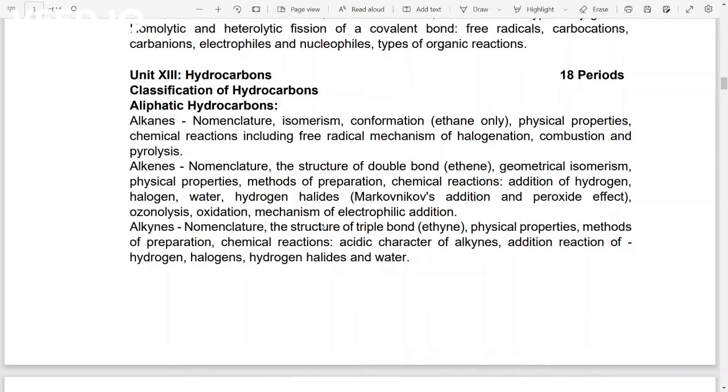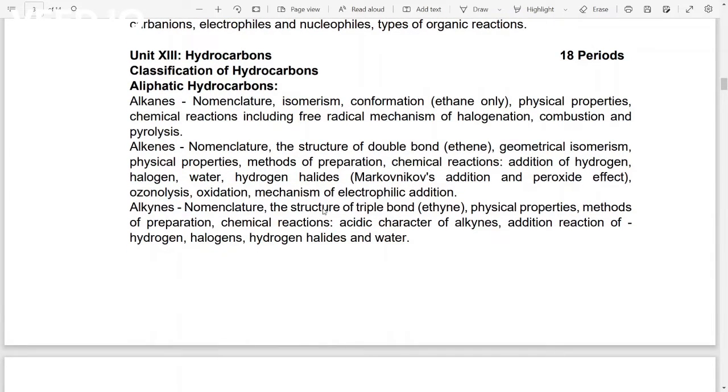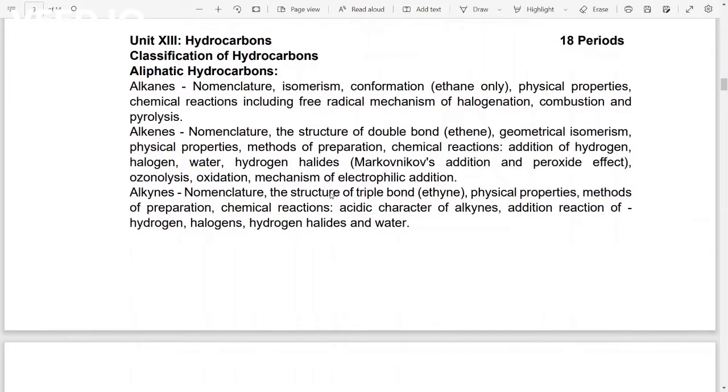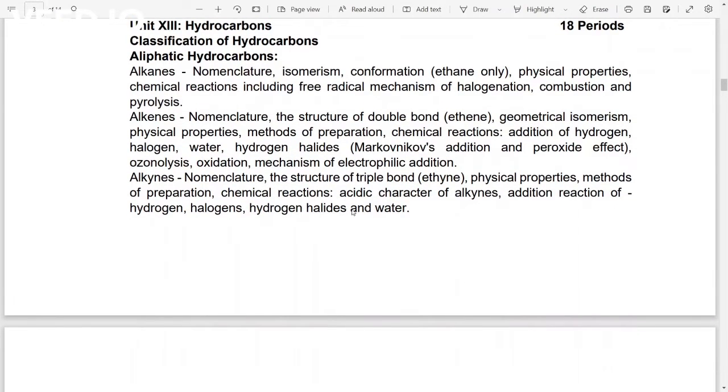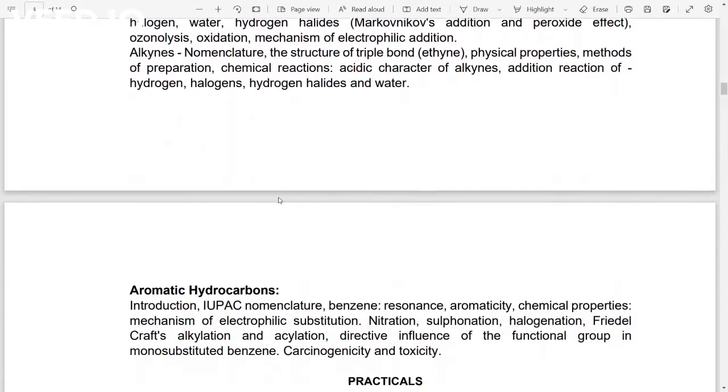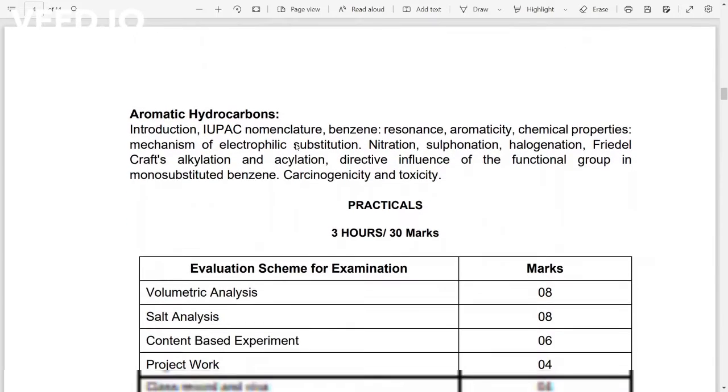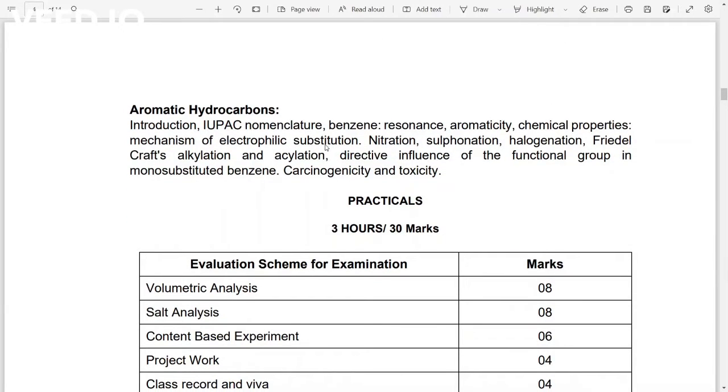Then our last chapter is Hydrocarbons. The Hydrocarbon chapter contains 10 marks. In this chapter, 2 types of hydrocarbons will be studied. One is aliphatic and the second is aromatic. In aliphatic hydrocarbons, we will discuss alkanes, alkenes, and alkynes. Then in aromatic hydrocarbons, we will be discussing IUPAC naming of the aromatic hydrocarbons and the benzene-based hydrocarbons. Also there are reactions like Friedel-Crafts acylation and alkylation, and the carcinogenic and toxic effects of these hydrocarbons.